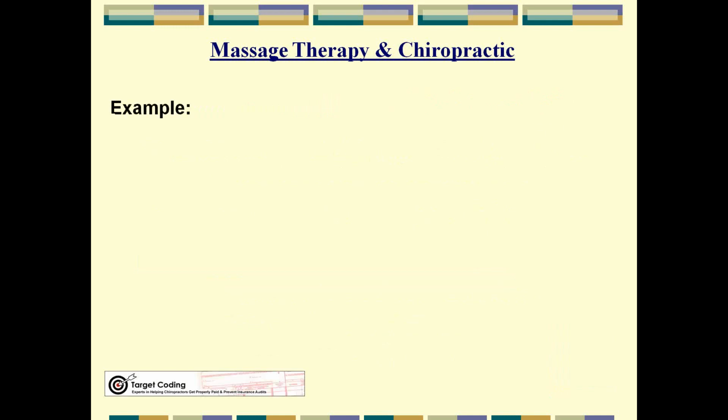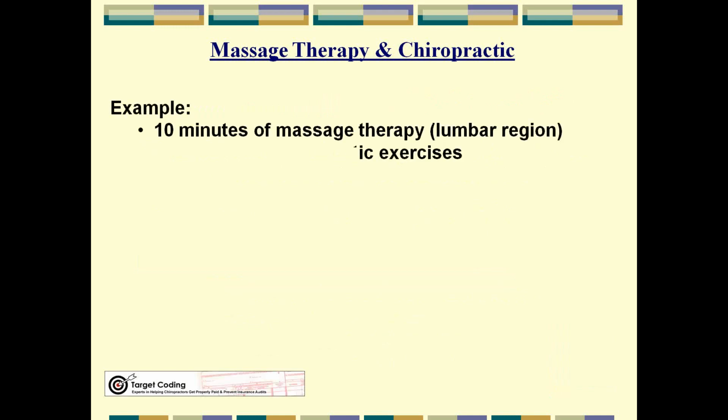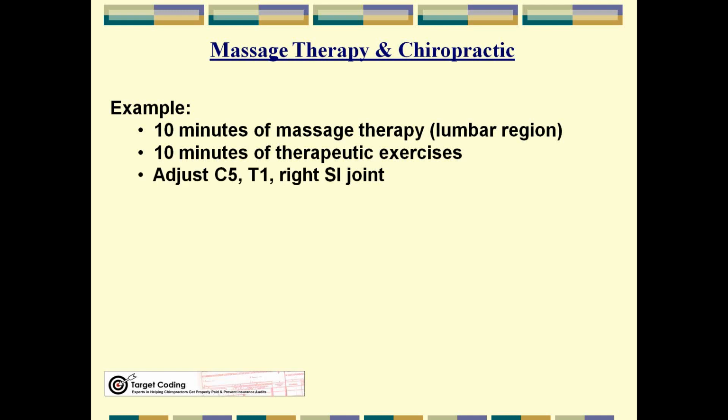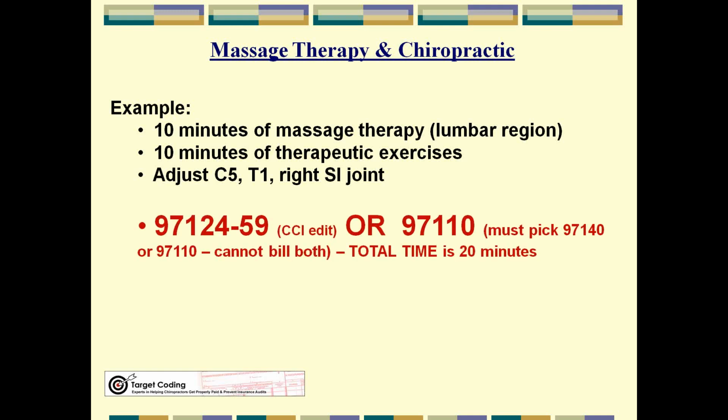Now I'm going to give you a little surprise quiz. Let's say you do 10 minutes of massage on the lumbar region and 10 minutes, let's say, of therapeutic exercises. So 10 minutes of each, and then chiropractic adjustment to C5, T1, and the right SI joint. How would you bill this? Can you bill for both of those time services? See, according to Medicare, one unit is 8 to 22 minutes. But now I'm doing two services, 10 minutes each. Can I bill both? No.